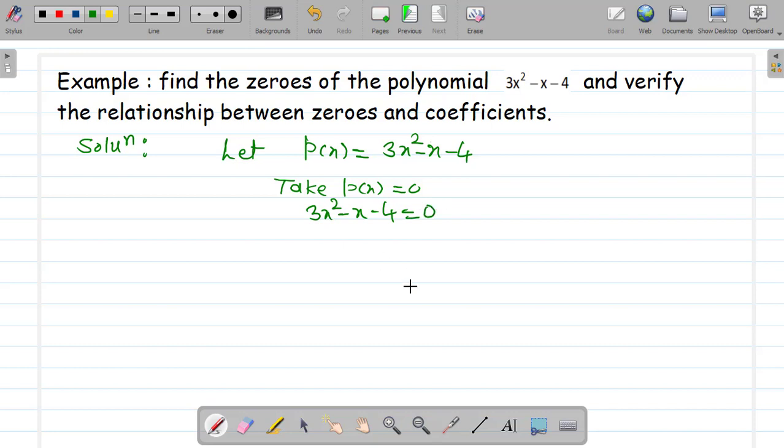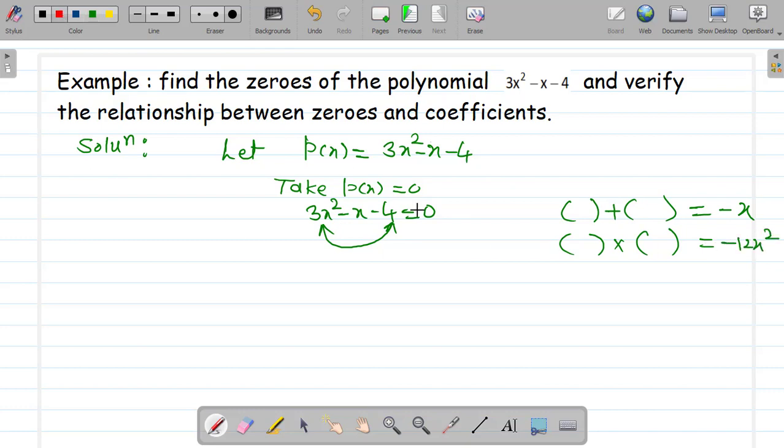Okay, so now we will split the middle term. How will you split the middle term? We need two numbers whose addition is the middle term. What is the middle term? Minus x. And their multiplication is the multiplication of these two numbers. Multiplication of these two numbers will be what? Minus 12x square.